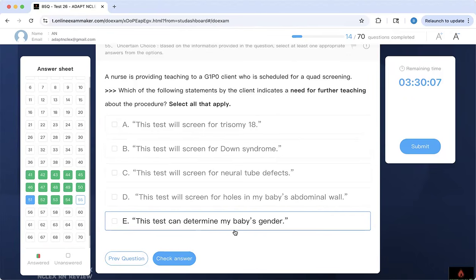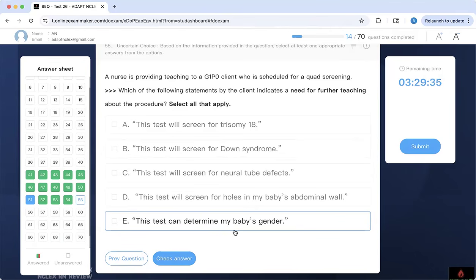And if the patient says something out of the ordinary that is not consistent with the quad screen, that's the answer choice. The test will screen for what? Trisomy 18. True or false? The test will screen for Down syndrome. The test will screen for neural tube defect. The test will screen for holes in my baby's abdominal wall. The test will determine my baby's gender. What do you think? Which one needs further teaching?